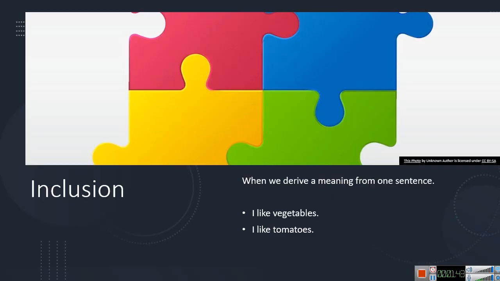We also have inclusion. That is when we derive a meaning from one sentence to another. Let's say I like vegetables. That means I like tomatoes. This one is unidirectional. That means it can only go one direction. I cannot say I like tomatoes, therefore I like vegetables. So it goes only one way.